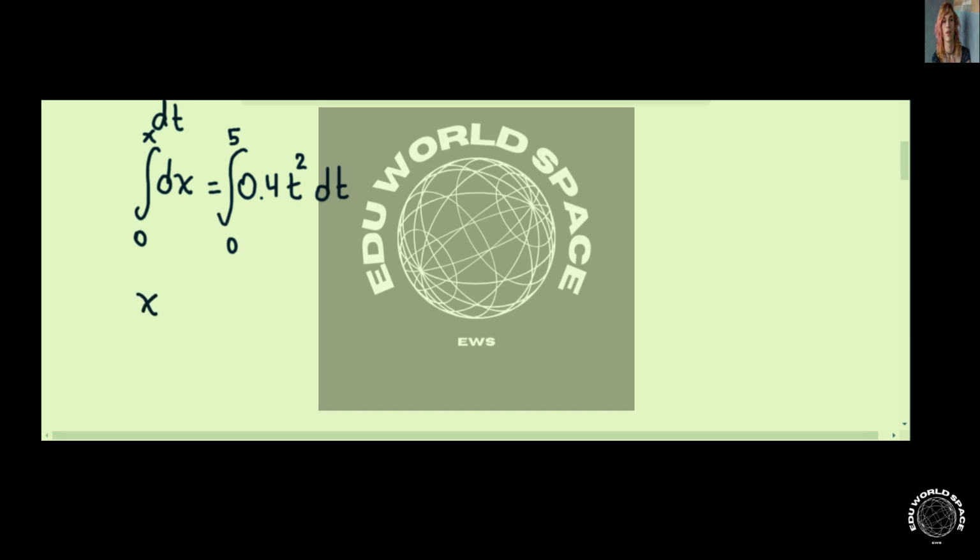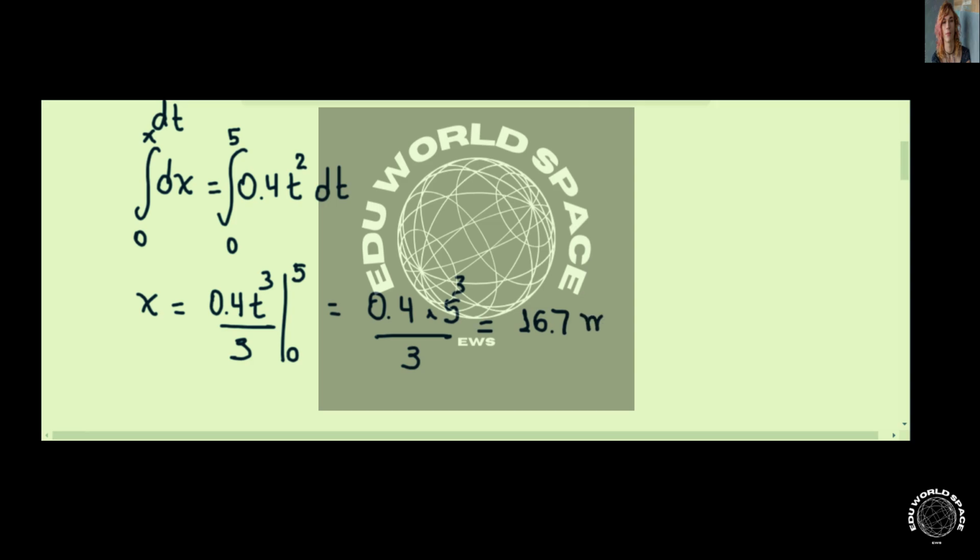So we have that x is equal to 0.4 times the integral of t squared, which is t cubed over 3, from 0 to 5. So this is 0.4 times 5 cubed over 3. And this is equal to 16.7 meters, which is the answer to our exercise.